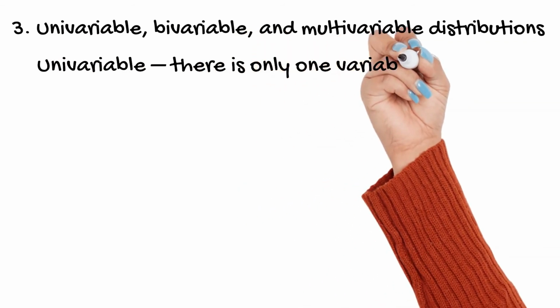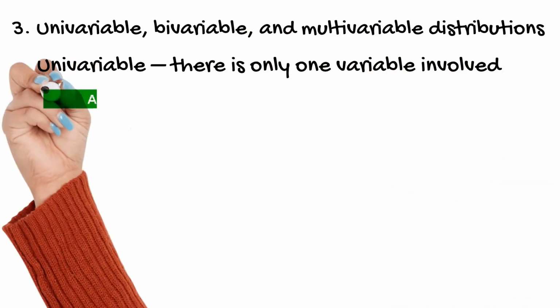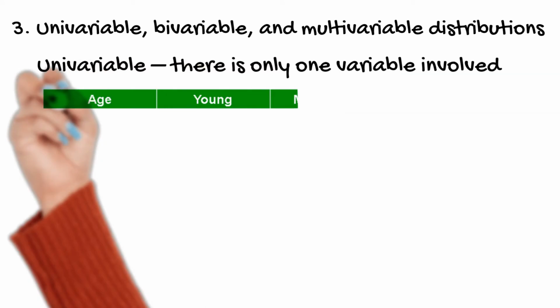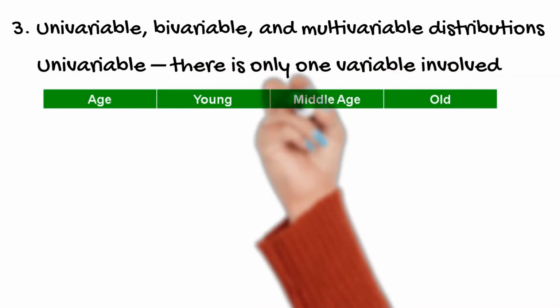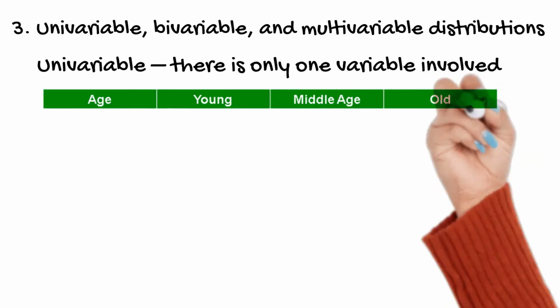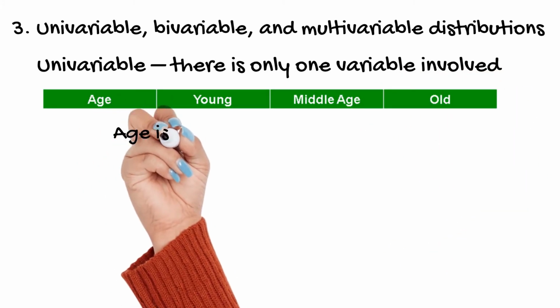Univariable, which means there is only one variable involved. For example, young, middle-aged, and old corresponds to age. Here, age is the only variable involved.